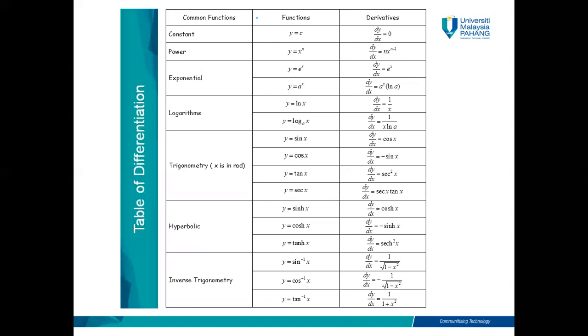Kita ada constant. Maksudnya bila you differentiate constant, kita pakai C lah constant, you akan dapat 0 lah. Okay, you differentiate constant, you akan dapat 0. For example, differentiate 2, 0. Differentiate negative 1, also 0. Any constant, real number adalah 0.